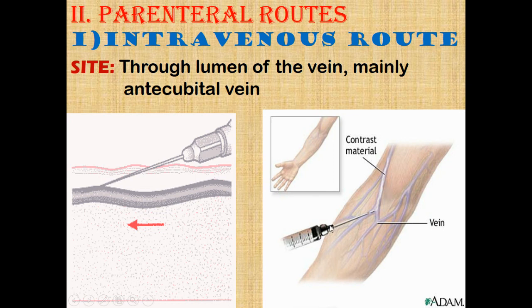Here you can see the vein with the needle injection. We can give the syringe. We can give the drug inside the veins. That's why we are administering the drug into the vein. It's given the name intravenous route. Intra means inside, venous means veins; inside the vein we are giving. That's why it's called the intravenous route of drug administration. Then here the site is the antecubital vein.